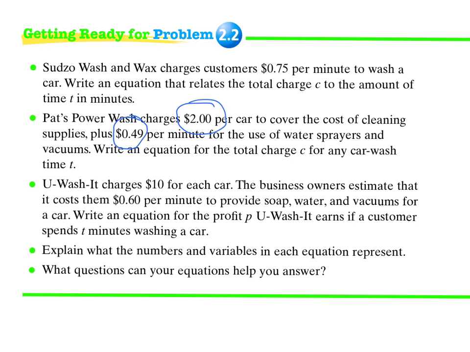So this equation for Pat's Power Wash is C equals 0.49 T plus 2, or $2. So in real life, that would mean that the charge is 49 cents a minute plus a $2 one-time starting cost for using Pat's Power Wash.